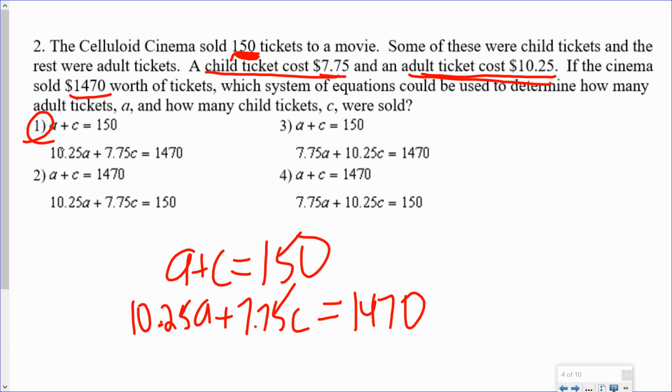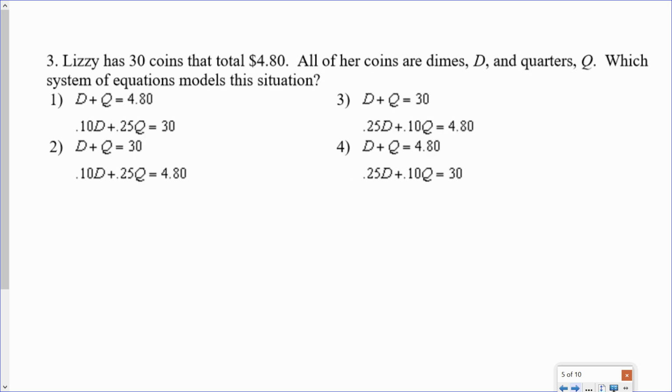Again, the first equation is almost always just x plus y equals. That's your total number of whatever the items are. And then if you have a money equation, you're putting the money in front of each variable. Why don't you try number 3 on your own right now? I'll give you about a minute.